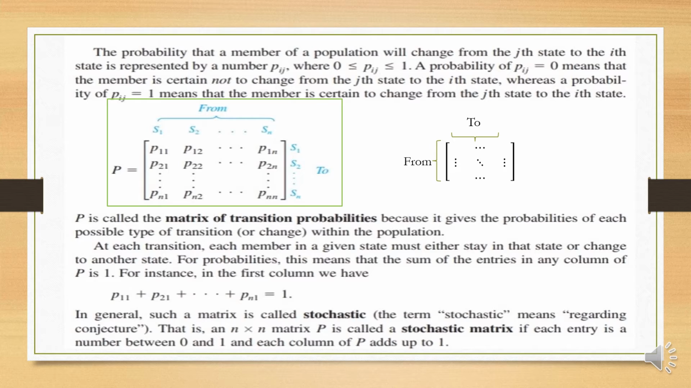The term stochastic means regarding conjecture. That is, an n by n matrix P is called a stochastic matrix if each entry is a number between 0 and 1 and each column of P adds up to 1.